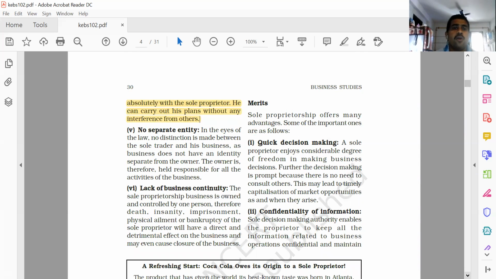In the eyes of the law, there is no distinction made between the sole trader and his business, as the business does not have an identity separate from the owner. क्या लिखा है? No separate identity. The owner is therefore held responsible for all the activities of the business. So what we can say, no separate entity.